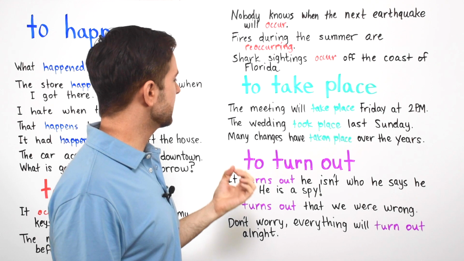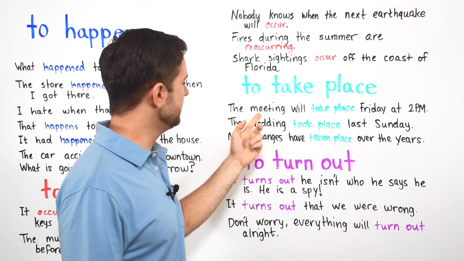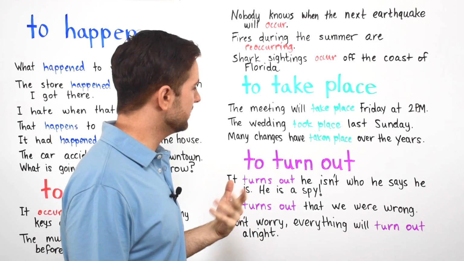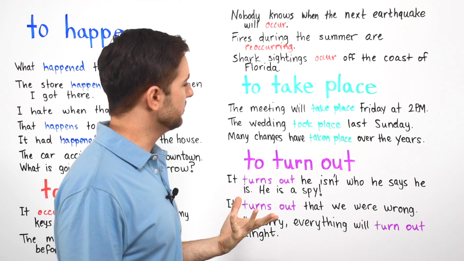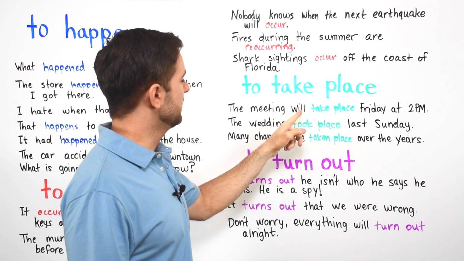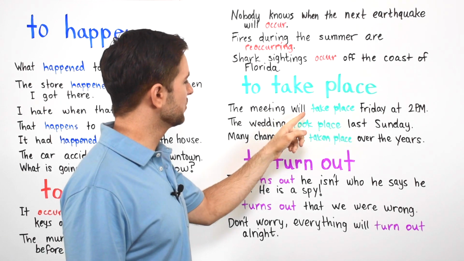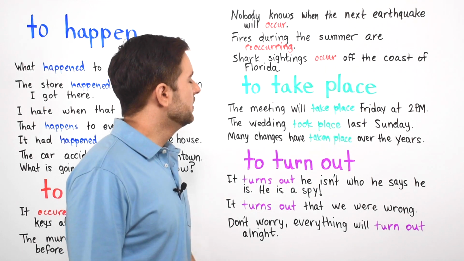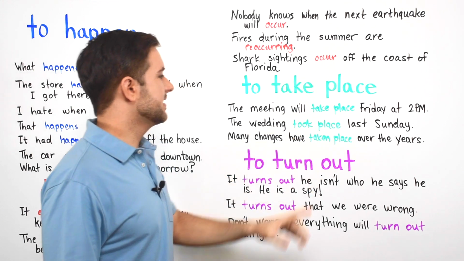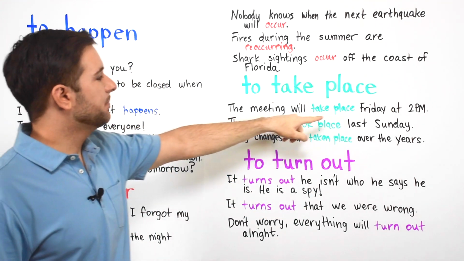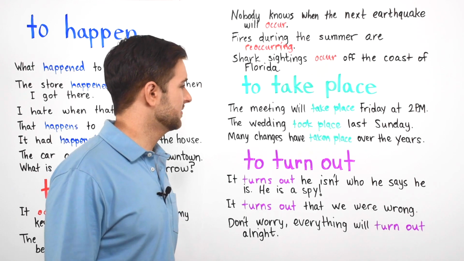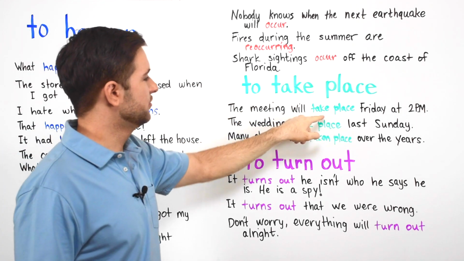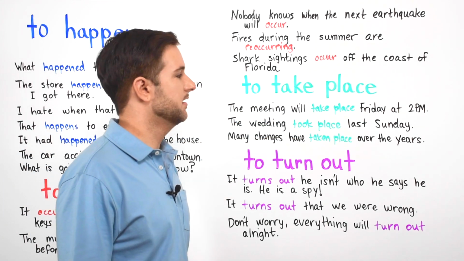So you're talking about a scheduled event. Maybe a meeting at work, or a meeting with a realtor, or an appointment with somebody. In any case, the meeting or your appointment will take place, it will happen Friday at 2 p.m. This sounds good. Sometimes you'll hear people say the meeting will happen Friday at 2 p.m., but not really, guys. It doesn't sound good when you use the verb to happen. The meeting will take place Friday at 2 p.m.